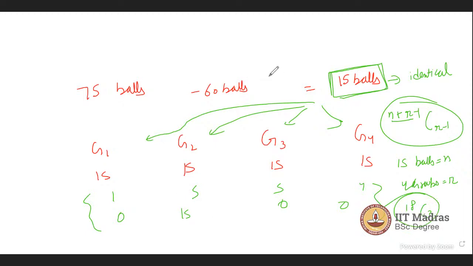So for each ball, it has 4 choices. So shouldn't it go to the power 15? For each ball, it has 4 choices. No, it should not be, because the balls are identical, not distinct. Even if they're identical, each ball can be put to any of the 4 teams. No, that's for the distinct case only. In the identical case, we use that formula.